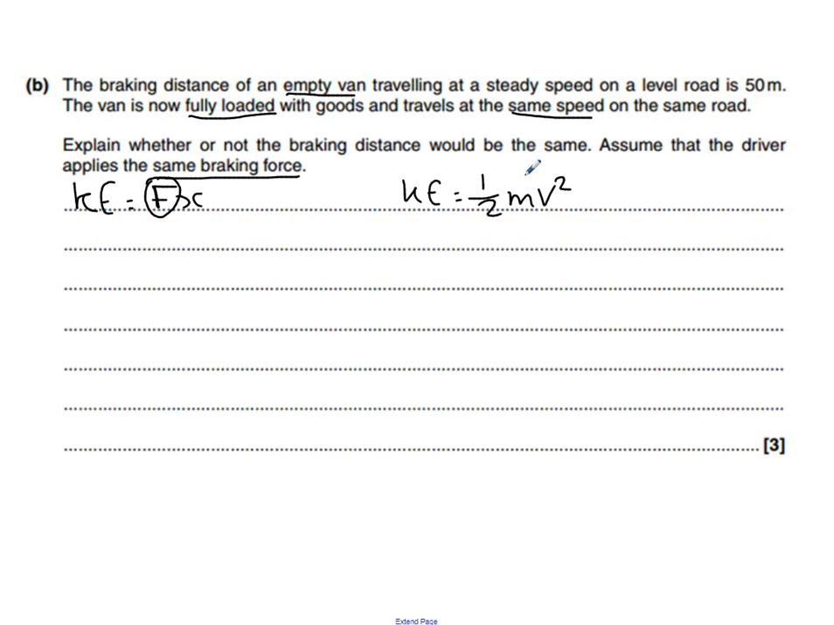Does m change? Yes, because it says the van is now fully loaded. So m is going to go up. Does v change? No, because it says it's the same speed. So if v stays the same and m goes up, the kinetic energy will increase. If the total kinetic energy goes up and F stays the same, x must increase, otherwise this equation will be complete nonsense. So if F is held constant and the kinetic energy goes up, then definitely the braking distance will not be the same, it will be larger.